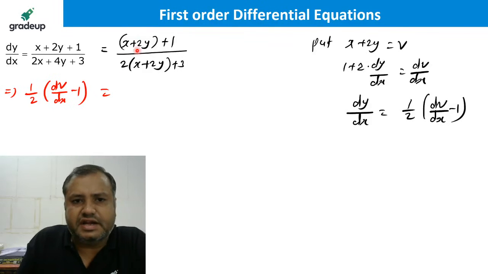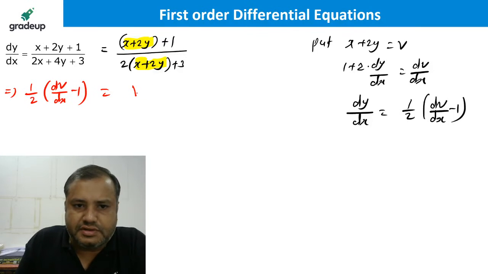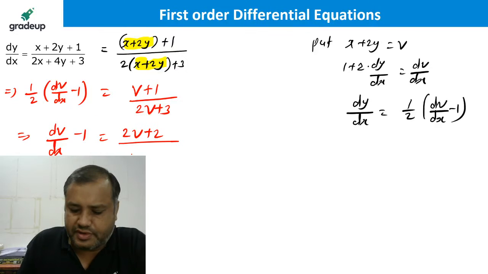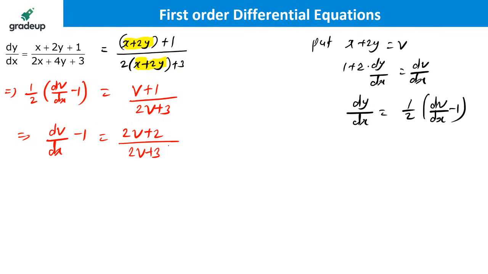So what is the right hand side? This x plus 2y is v. So v plus 1 upon 2v plus 3. So dv by dx minus 1 will be 2v plus 2, cross multiply this, upon 2v plus 3. This minus can be brought on the other side. So this will be 2v plus 2. You can take the LCM: 2v plus 2, 2v plus 3 will be 4v plus 5 upon 2v plus 3.